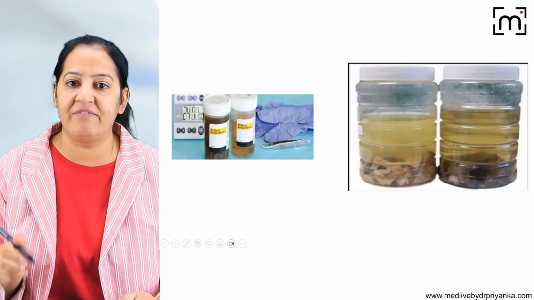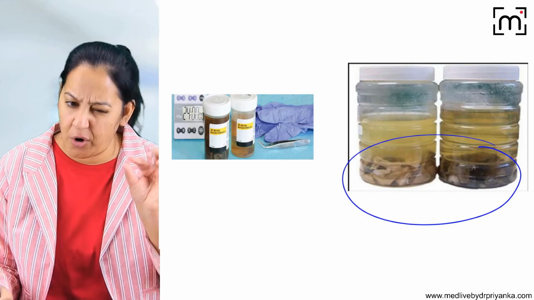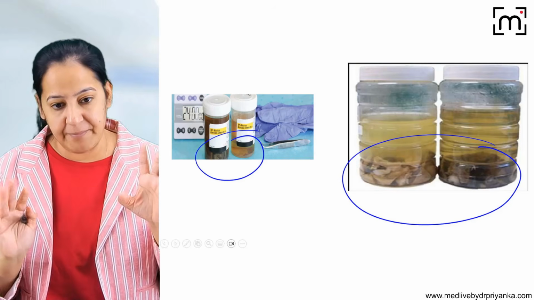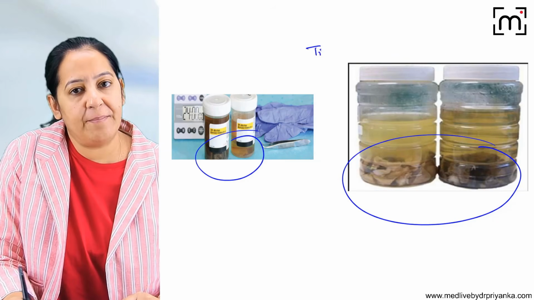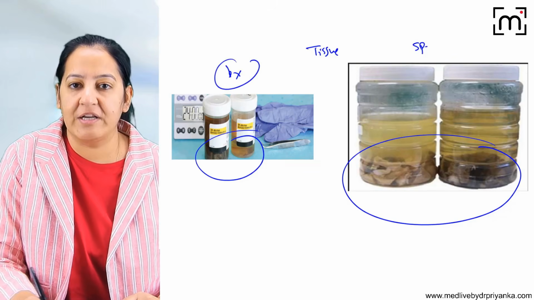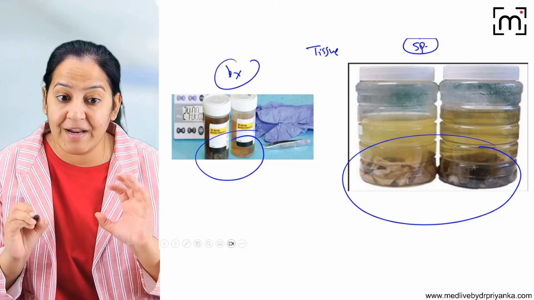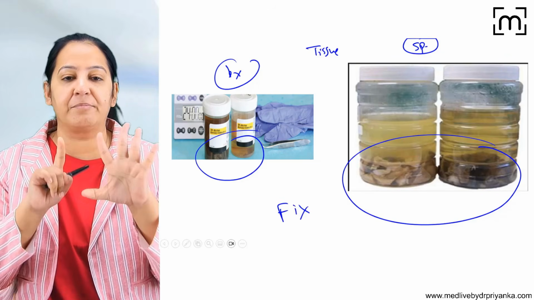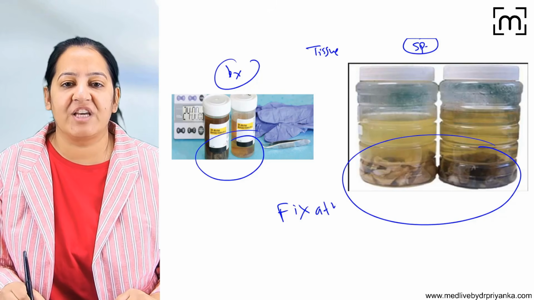So we receive either a big specimen or a small 1 centimeter, 0.5 centimeter biopsy. Whatever I am receiving, it is a tissue. Either a specimen or a biopsy, I will put it in formalin for the next 24 hours. So the first step is fixation. I will show you the 6 steps. Please concentrate.